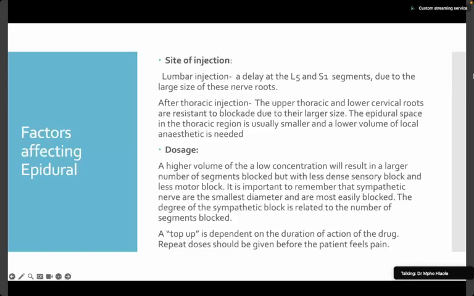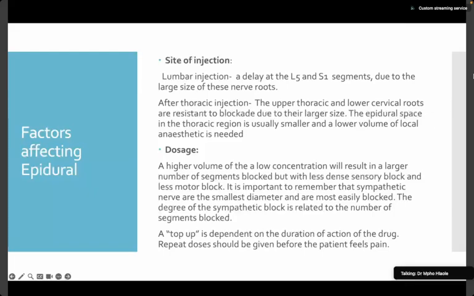Also in the thoracic area, in the upper thoracic and the lower cervical, there's a resistance to blockage due to the larger size of your nerves. So just be aware of that. You have to remember that it's not because your epidural is not working. It's probably because those nerves are not as easy to block as the other nerves because of the size that they have.